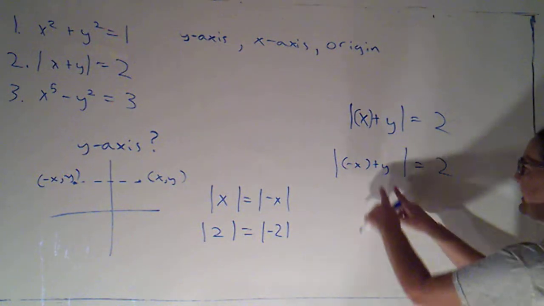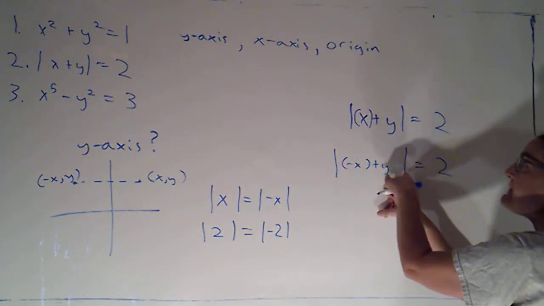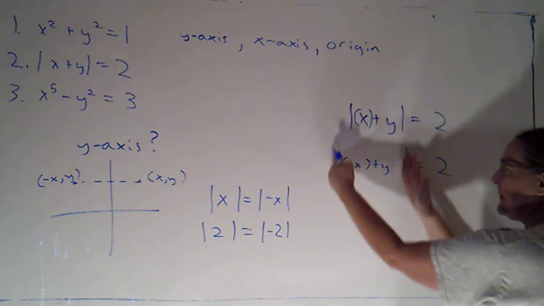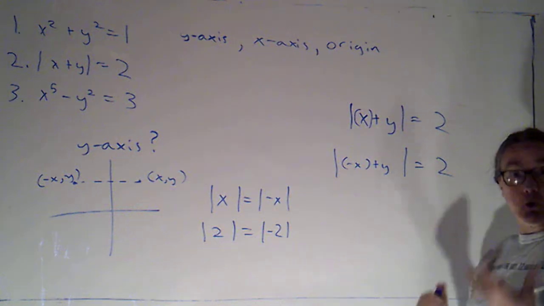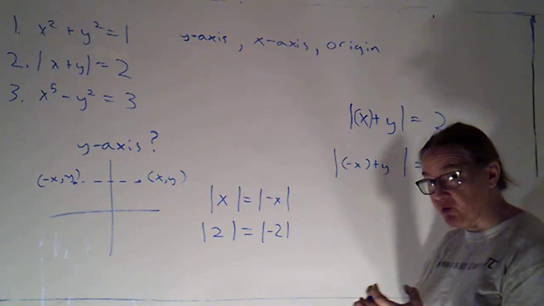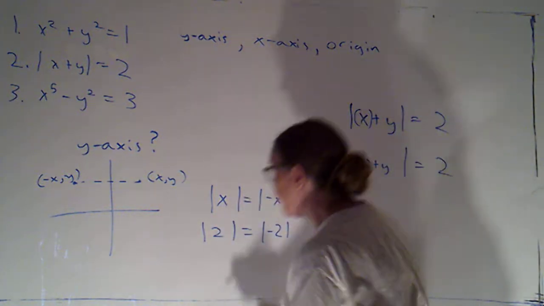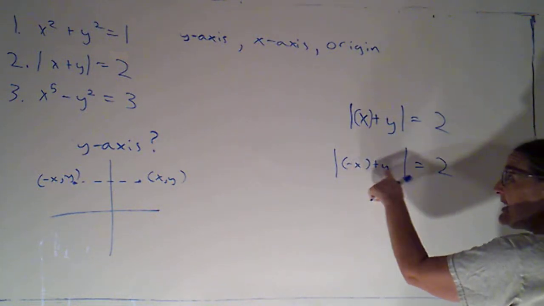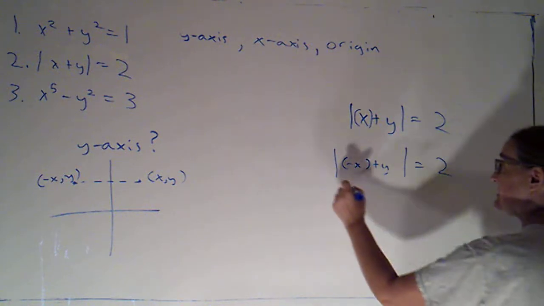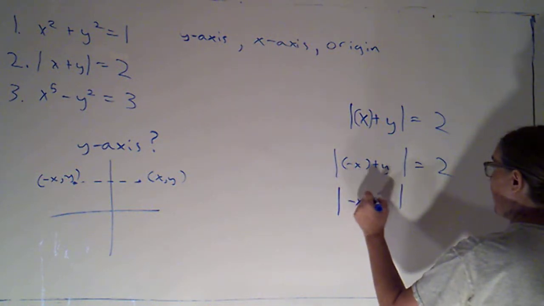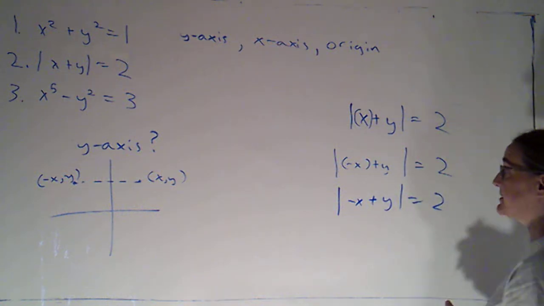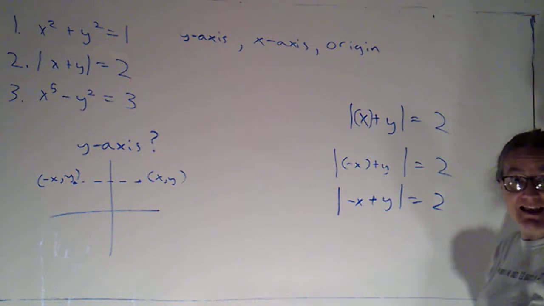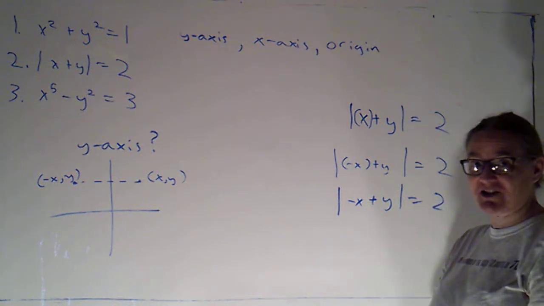Okay. But here, I'm adding y before I take the absolute value. The absolute value serves like parentheses. It's a grouping symbol. So you do whatever's inside first. And I can't get rid of a negative that only applies to part of the inside. So this is just the absolute value of the opposite of x plus y equals 2. Instead of x plus y, it's essentially y minus x.